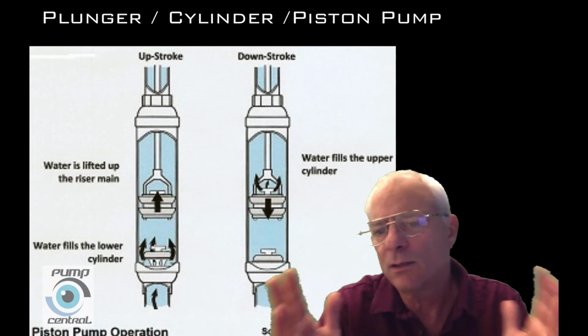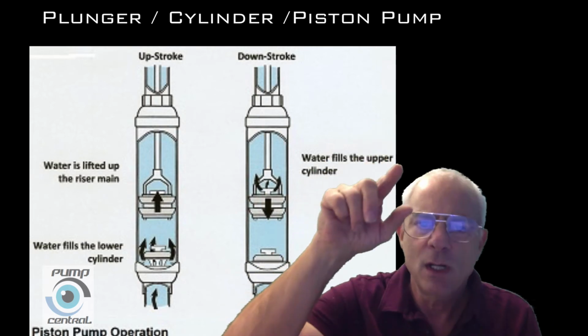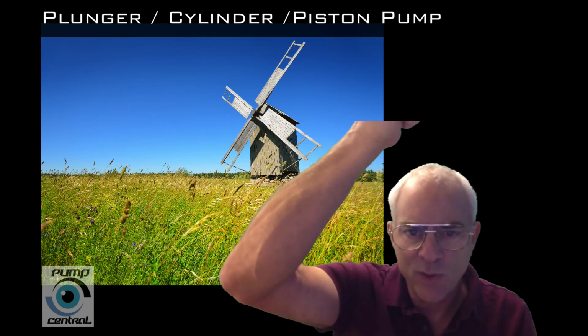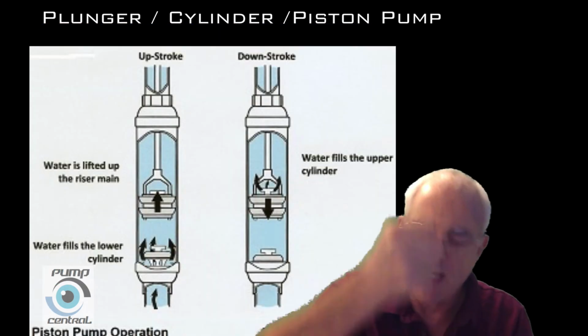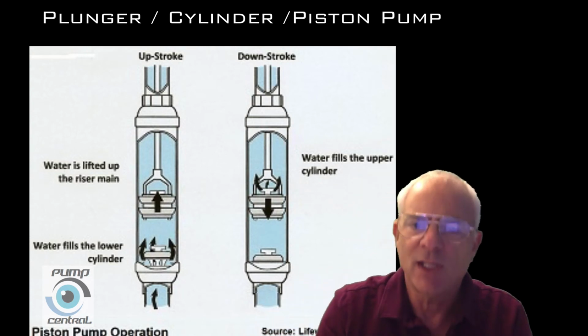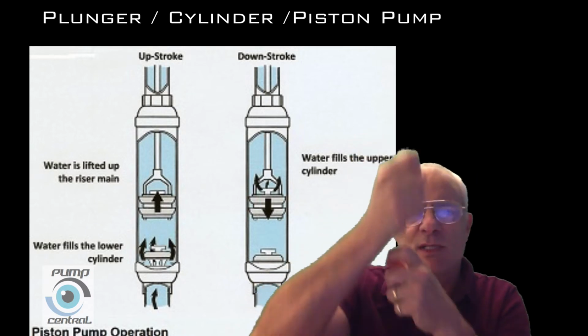And they are basically exactly like a windmill. The wind blows the windmill around, which causes what we call a sucker rod to go up and down, and it's operating a plunger up and down, and that's positive displacement.